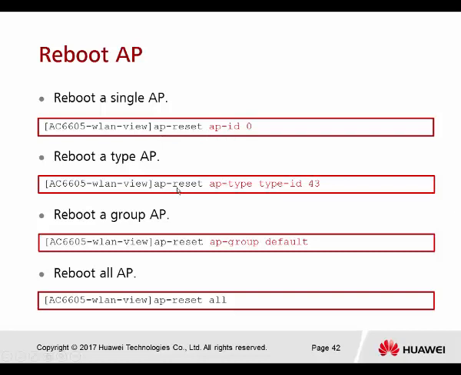And we also can base it on the type. Only the same model of the AP will be rebooted. The different model won't be affected. And the next one, AP reset AP group. So only the APs in this group will be affected. The rest of the APs won't reset. Or we actually can reset all the APs at the same time. You just put the command all.